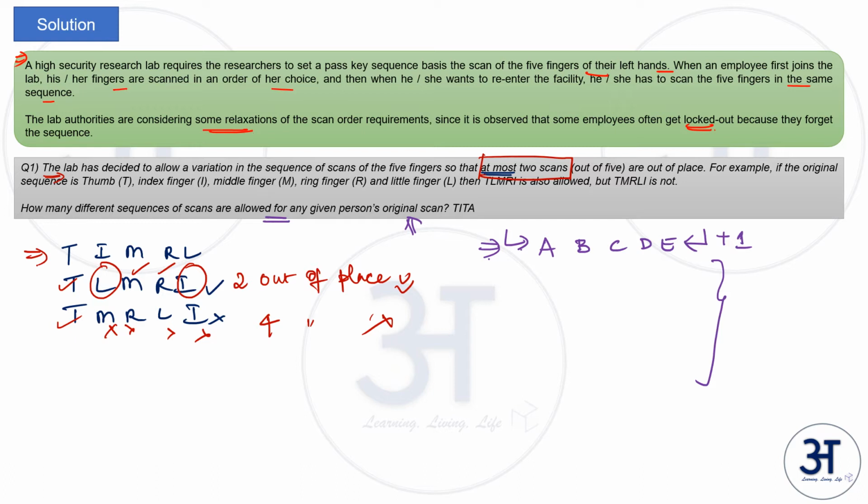The question may be reframed as how many additional sequences or how many more sequences of scans are allowed apart from original scan. Then you have to only look at the additional ones. But in this case, they are asking for an original scan how many sequences are allowed. So you need to definitely take the original scan also into consideration.